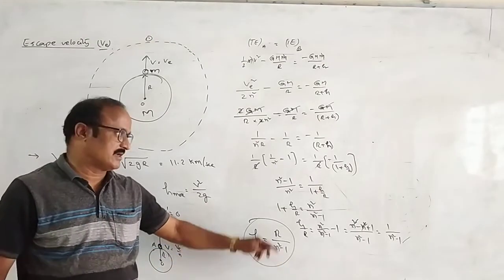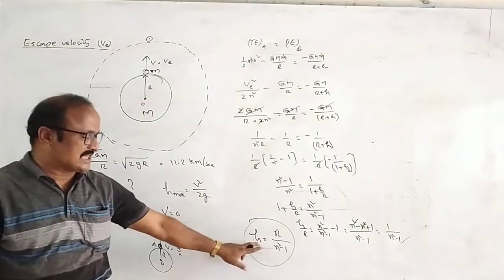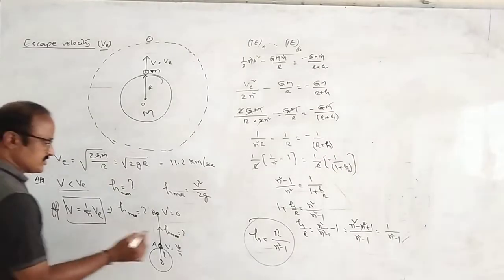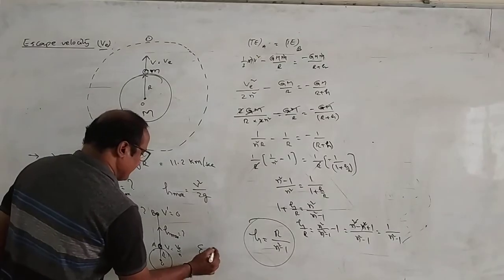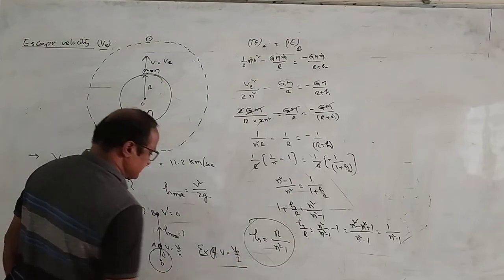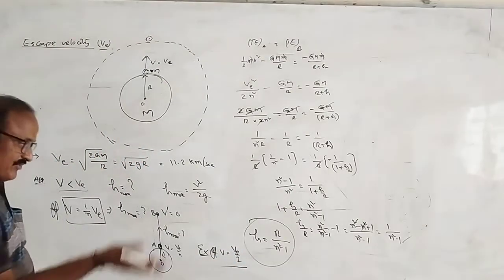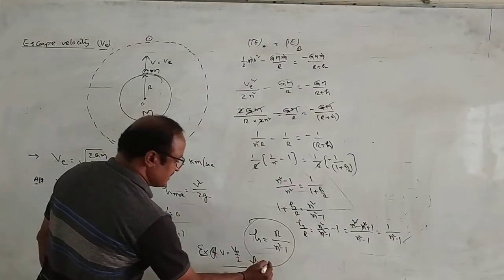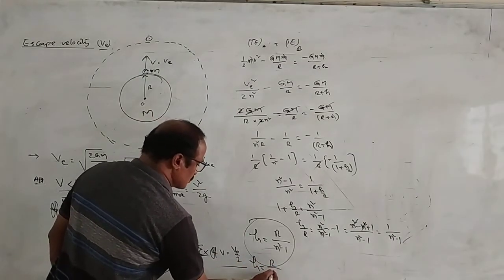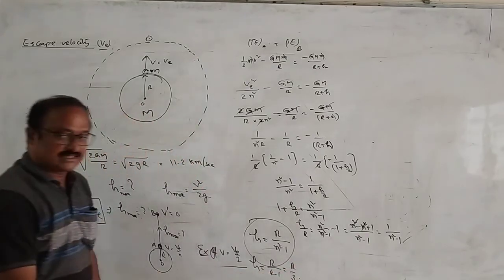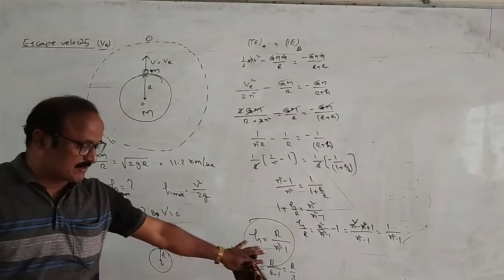This is the formula. The derivation procedure is long, but with the last formula we can easily solve the problem. Suppose the question is: if a body is projected with a velocity half of the escape velocity, find the maximum height raised. Here n is equal to 2, so h is equal to r by 2 square minus 1, that is equal to r by 3. The body rises to a maximum height of r by 3.